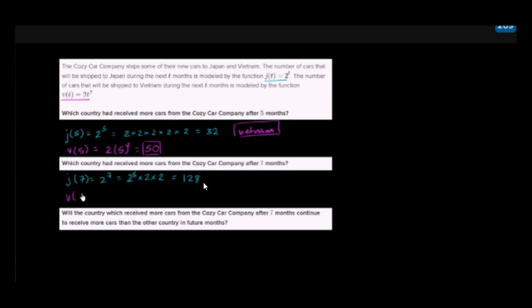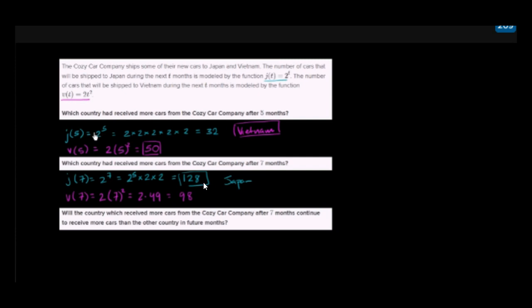And to Vietnam, v of 7 is going to be equal to 2 times 7 squared, so that's equal to 2 times 49, which is equal to 98 cars. So after 7 months, Japan would have received more cars. So Japan will have received more cars after 7 months.